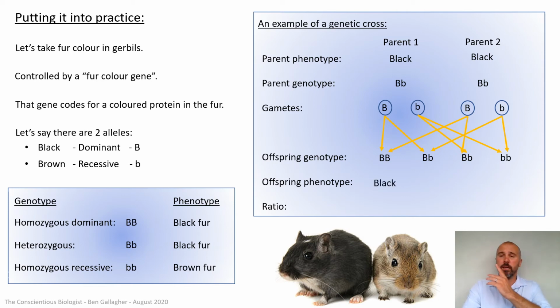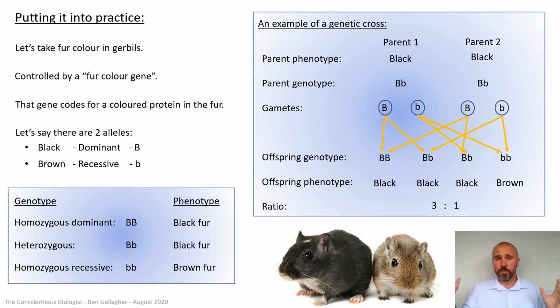The big B, big B, the black, is going to give you black. The black-brown heterozygote is going to give you black, as is the next one. It's only this last one, the homozygous recessive, that's going to give you a brown phenotype in the offspring. So your ratio of offspring is 3 black to 1 brown.